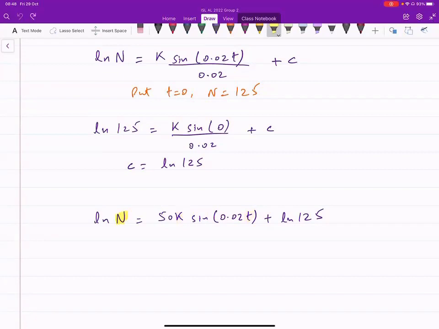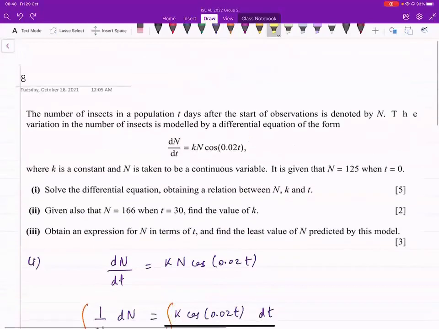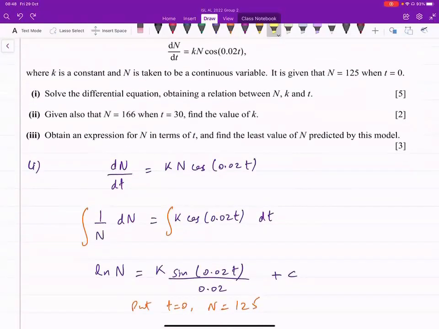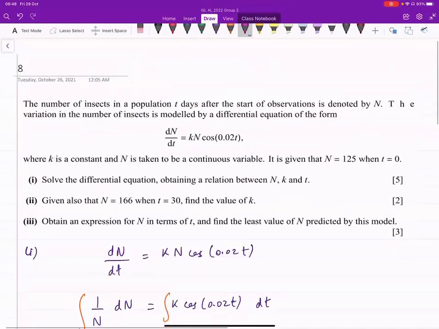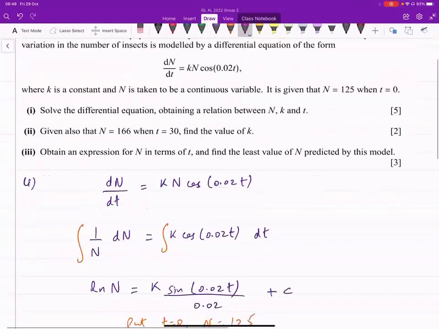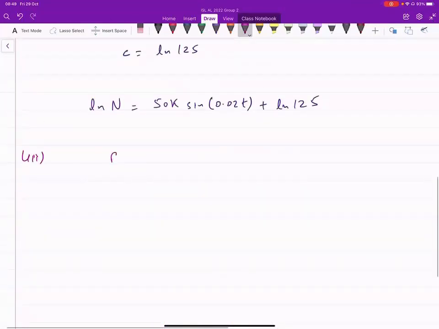Okay, let's look at what we're asked about in the next part. Given that n is 166 when time is 30, find the value of k. So you put that one more point into the equation, and from there the value of k will come. Let's do that. In part 3, we are given that n is 166 when time is 30. So put t equals 30 and n equals 166, and see what you get from that.